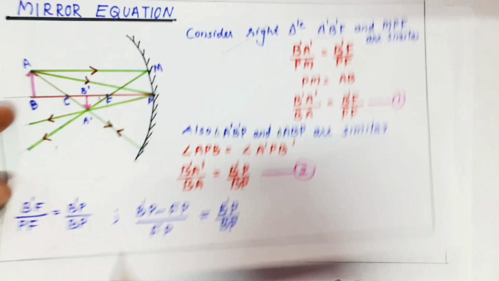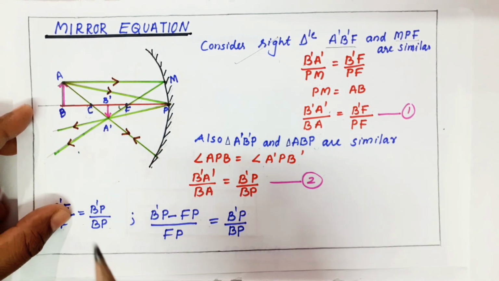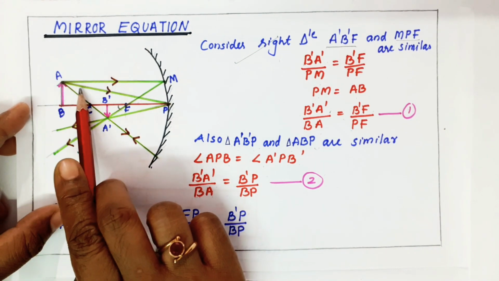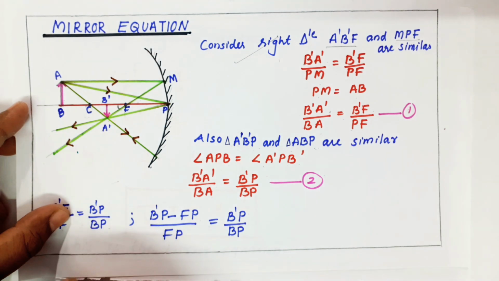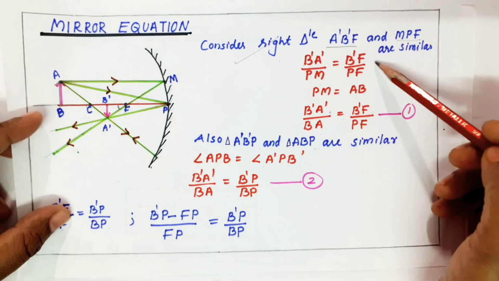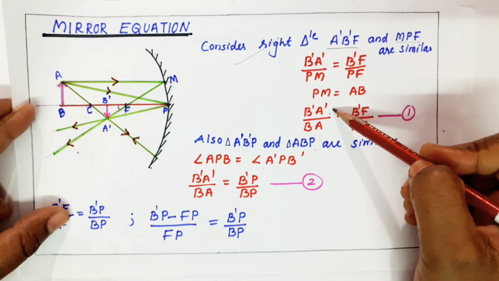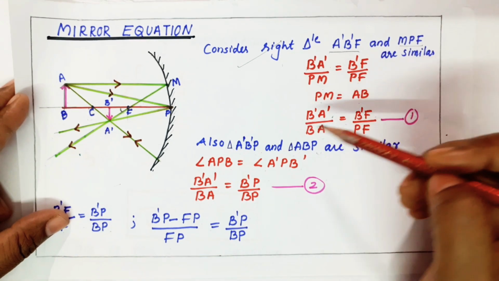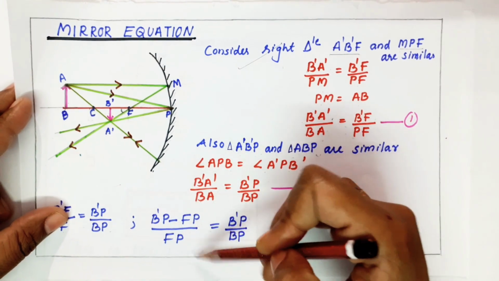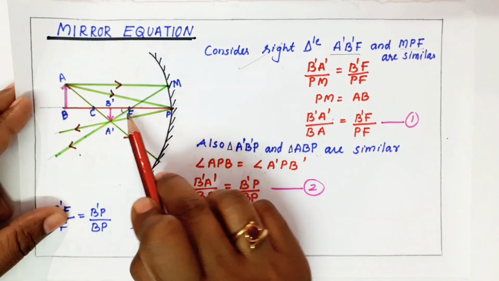So see here, for getting the mirror equation, you are considering two similar triangles with respect to F. Then you consider two similar triangles with respect to P. So we have taken the two similar triangles, taking the congruency. When we are taking the similar sides, you have to equate B dash A dash by BA. Equate both. After equating, we can't find B dash F directly, so we are writing in terms of B dash P minus FP.